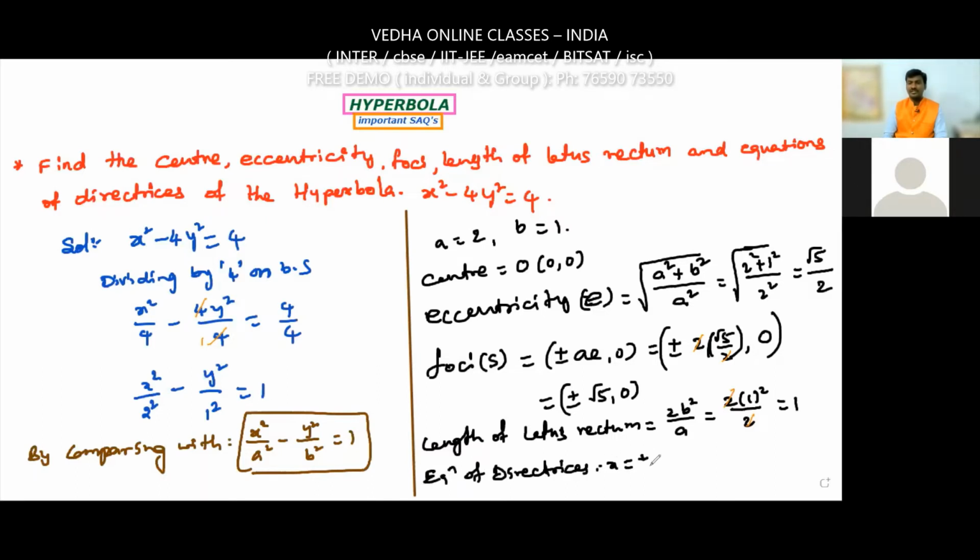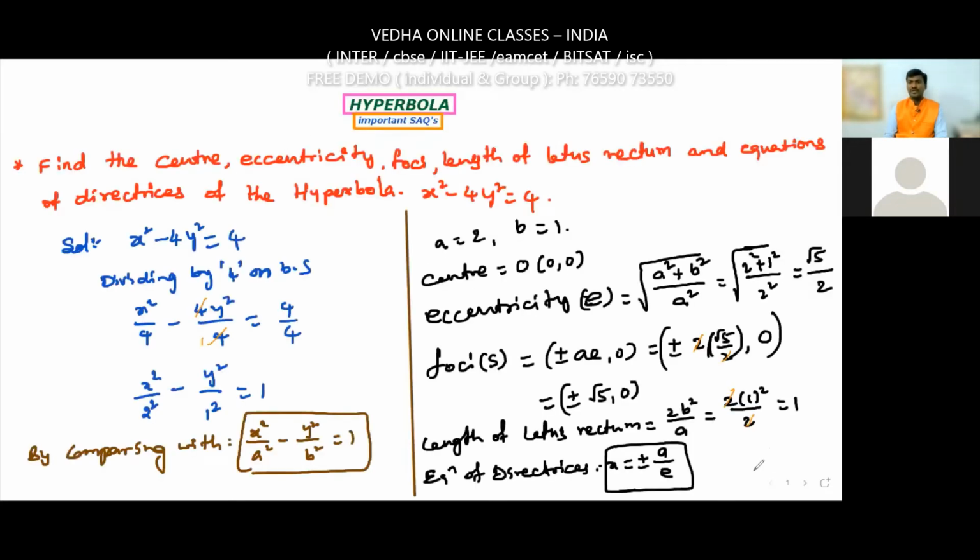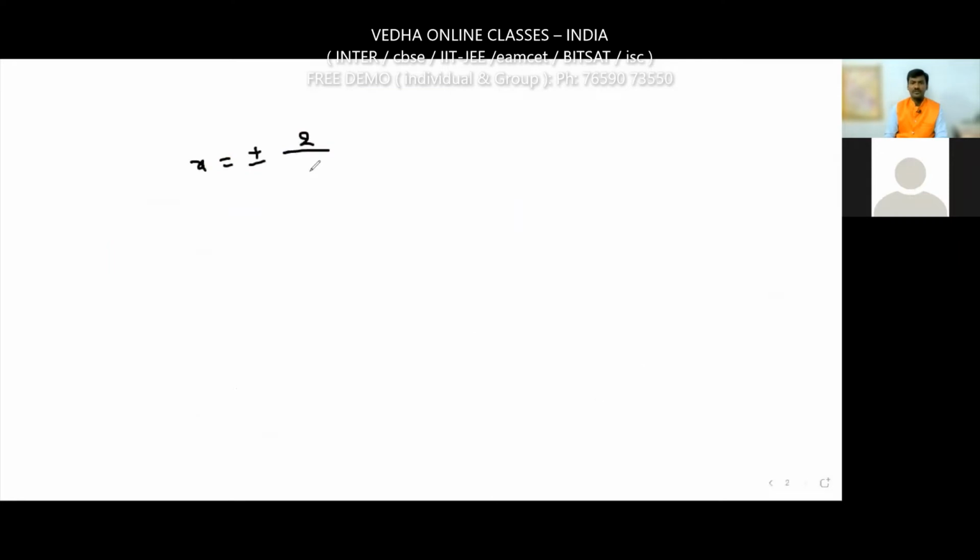So here x is equal to plus or minus a by e is the equation of directrices formula. If we use the formula, x is equal to plus or minus a value, which is 2, divided by e. The e value is root 5 by 2, root 5 divided by 2. So that means plus or minus 2 into root 5 by 2. If you take it to the numerator, then it is 2 by root 5, 2 divided by root 5. So that means plus or minus 2 times 2 is 4 divided by root 5.